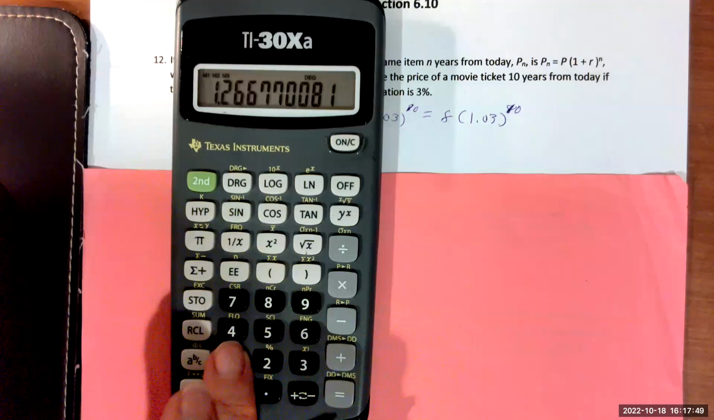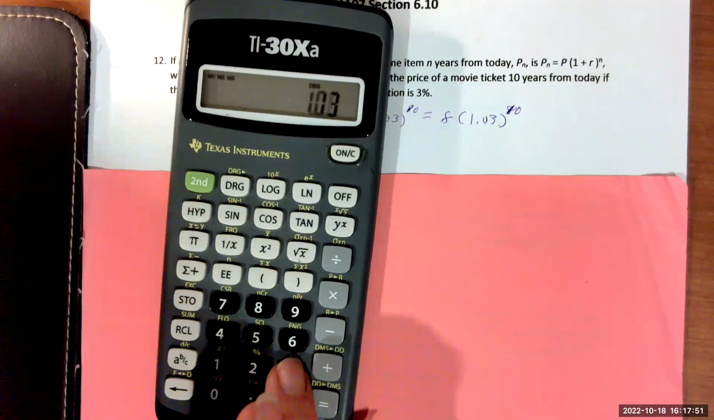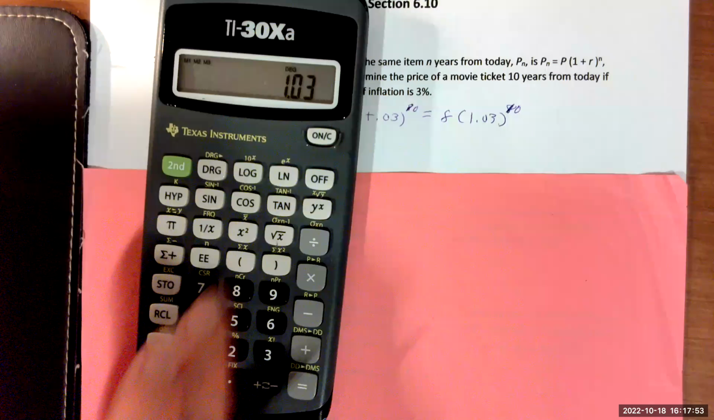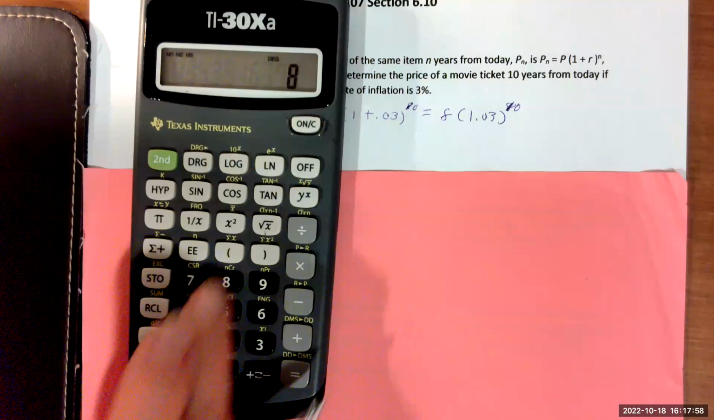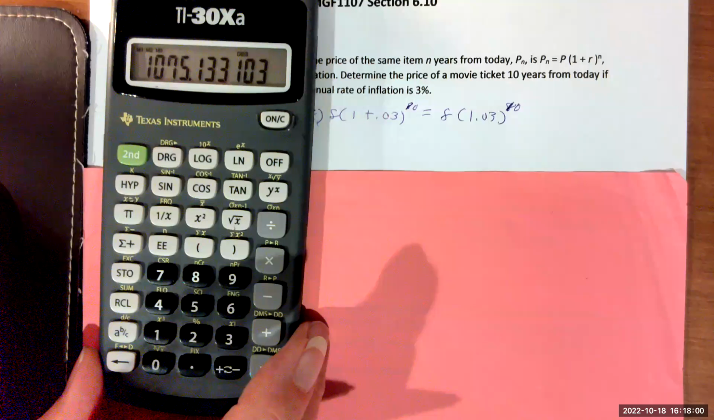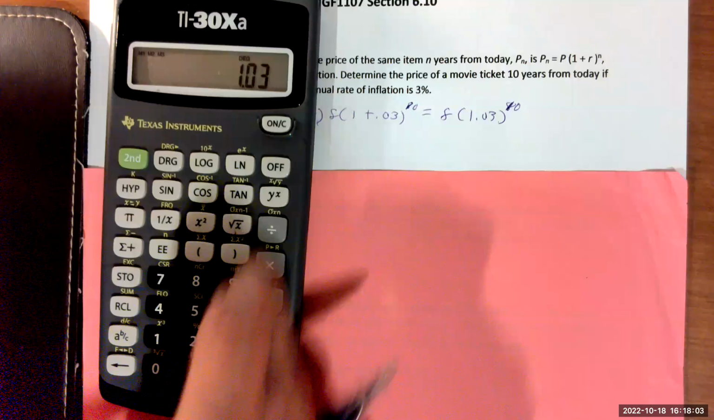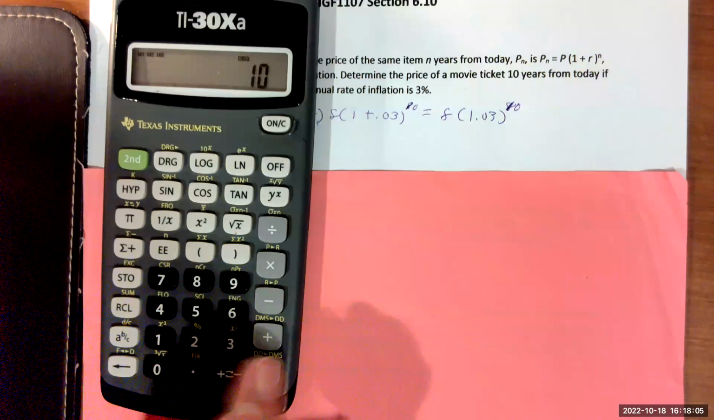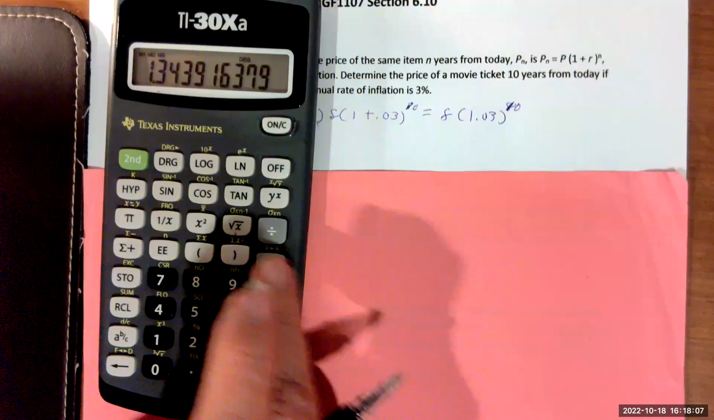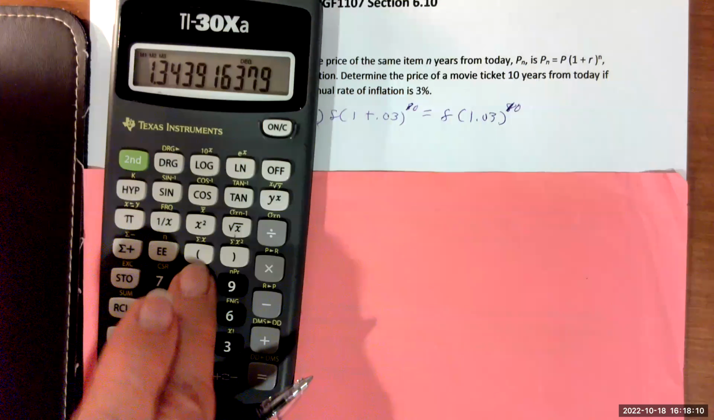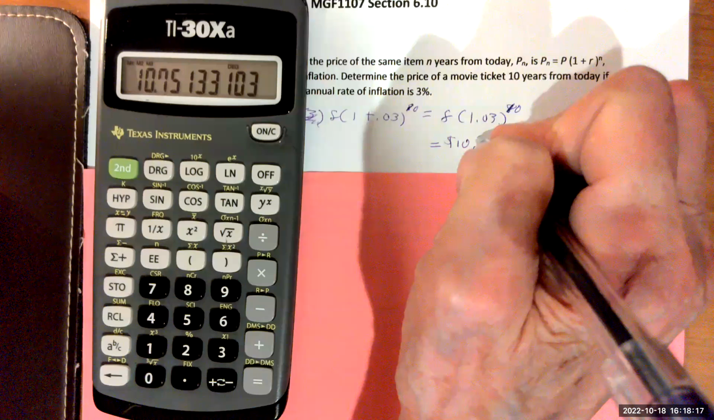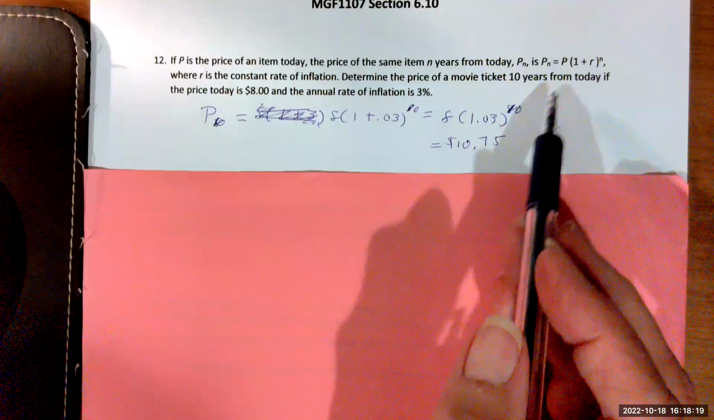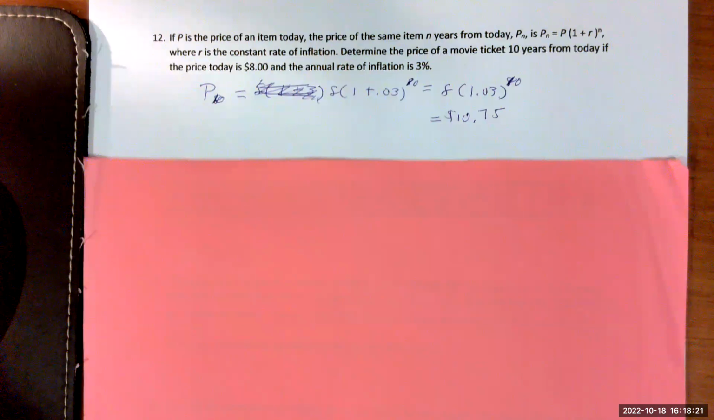So I'm going to take 1.03 and I'm going to raise it to the 10th power because I'm going out 10 years. And then I'm going to multiply by the current ticket price, which is $8. And I get, well, that's not right. Let's try it again. 1.03 raised to the 10th power. There we go. Times the current ticket price, which is $8. So the ticket price in 10 years would be $10.75, assuming that function actually models what is going on with the price of items in the future.